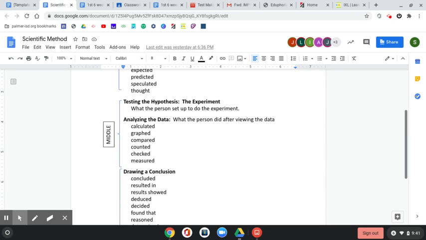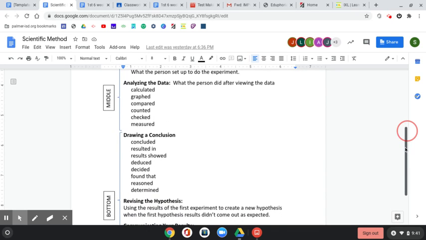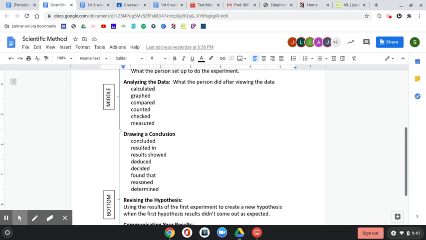Then you have drawing the conclusion. So this is always going to be after the experiment. It's going to be towards the bottom of your paragraph. And you're going to look for words like drawing a conclusion, concluded, resulted in, results showed, deducted, decided, found that, reasoned, and determined. Okay? Revising the hypothesis just means that after the experiment, they decided to change their hypothesis and maybe ask a different question. And then communicating your results.